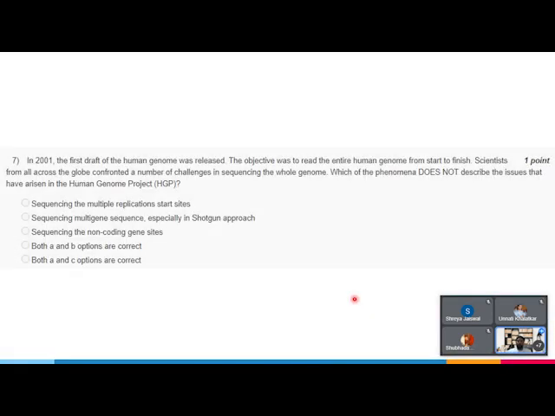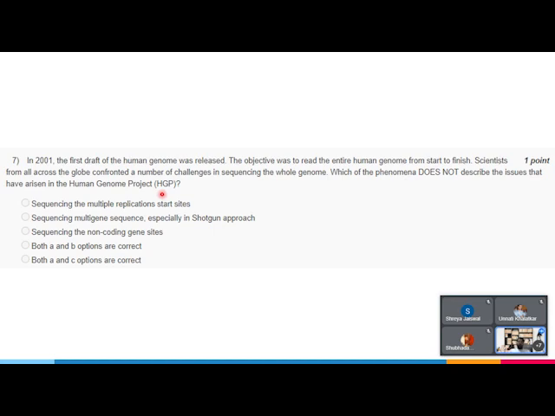Okay, so moving on, we go to the next question, which is: in 2001, the first draft of the human genome was released. The objective was to read the entire human genome from start to finish. Scientists from all across the globe confronted a number of challenges in sequencing the whole genome. Which of the phenomena does not describe the issues that have arisen in the human genome project?